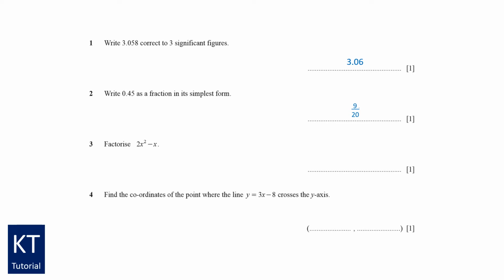Question 3. Factorize 2x squared minus x. The correct answer is x times 2x minus 1. Question 4. Find the coordinates of the point where the line y equals 3x minus 8 crosses the y-axis. It is at the coordinates 0, minus 8.